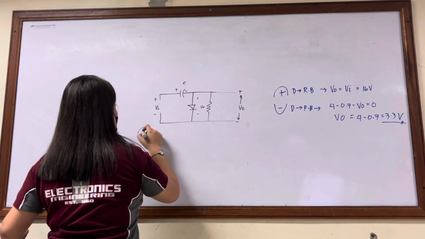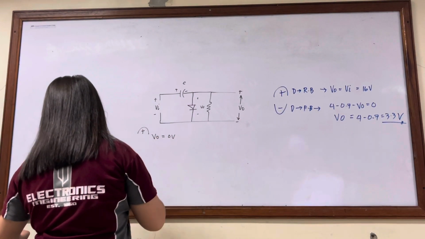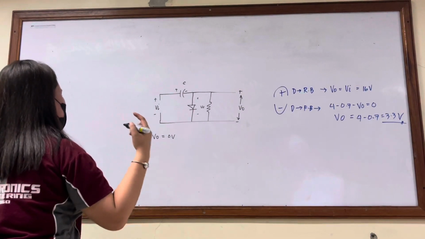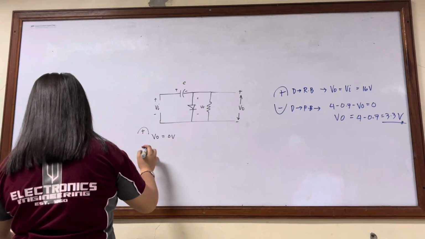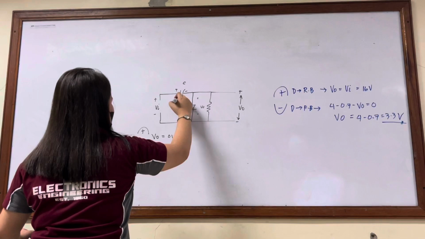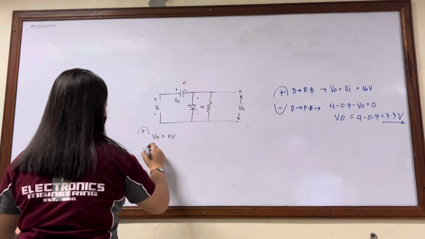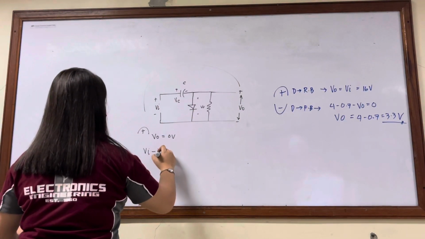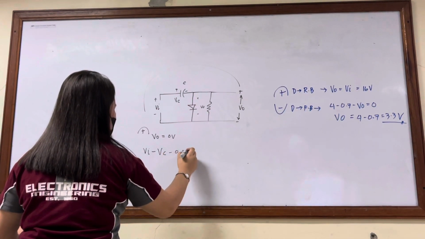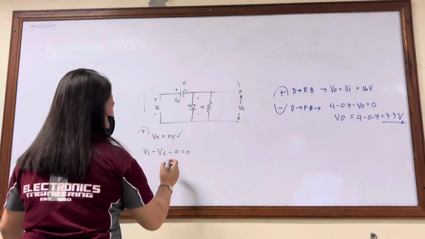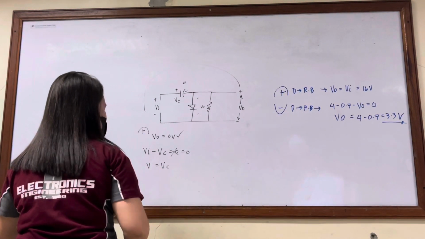So at positive half cycle, V output is 0 volts. Now, with the voltage equal to 0 volts, this is already 0 too, right? Now to find VC, which is the voltage drop across our capacitor, we use V input minus VC minus V output. Since V output is 0, minus 0 equals 0. So VC is just equal to V input.